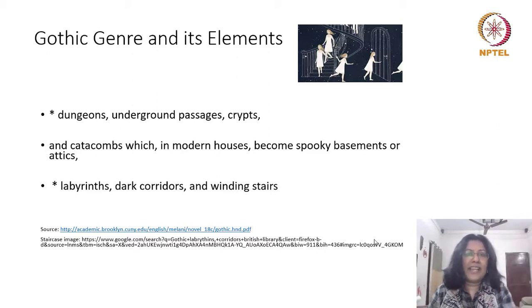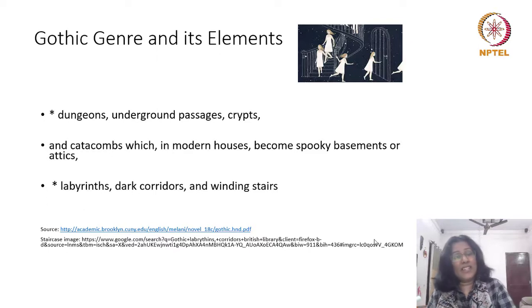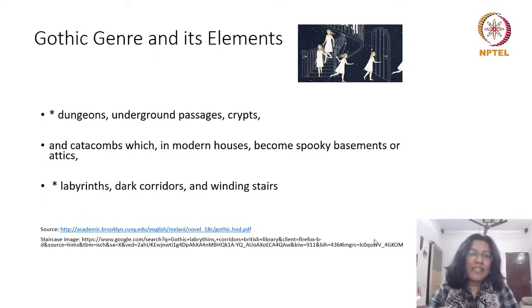Of course, we are not focusing on the American Gothic in this course. I'm looking purely at the British Gothic, particularly the Gothic of the late 18th and the 19th century. So labyrinths, dark corridors, and winding stairs, spiral staircases. And if you remember my other course called the Victorian Gothic Short Story, we read a story called H.G. Wells's The Red Room, where many of these elements, dark corridors, winding stairs, are all present in that Gothic tale.